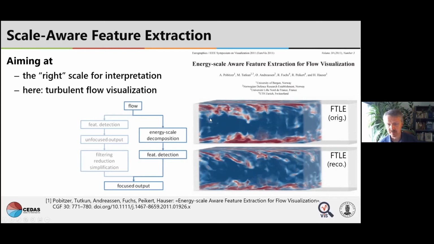Here you can see, for example, if we use this finite time Lyapunov exponent feature extractor on the original data, it gives us some response that we can try to interpret. If we use the same feature detector on a higher scale of the energy cascade, then we can see some of the relevant structures, these vertical structures that are partly responsible for the energy transition between the different scales. We can see them much better in this data.